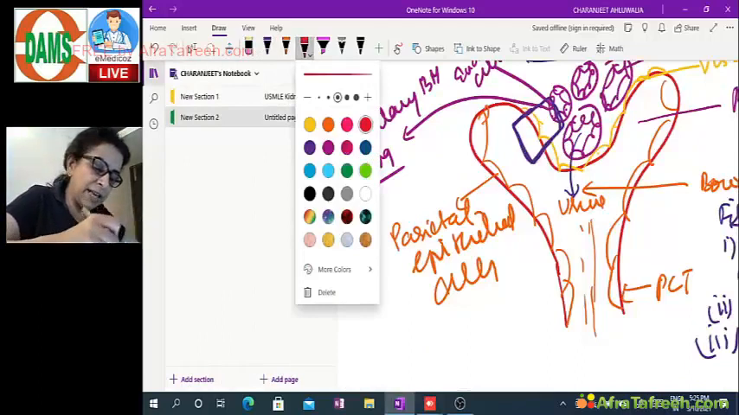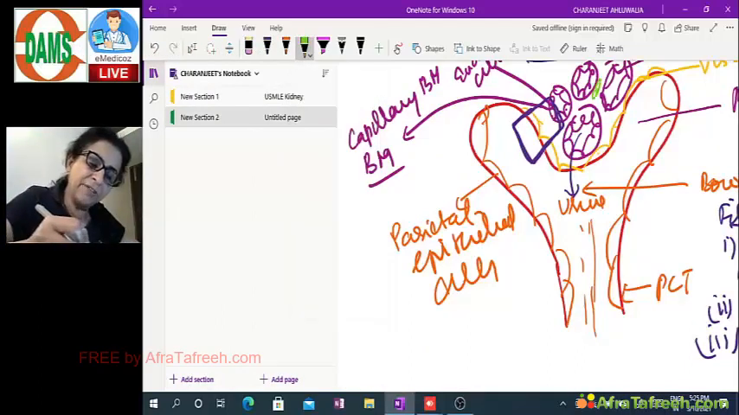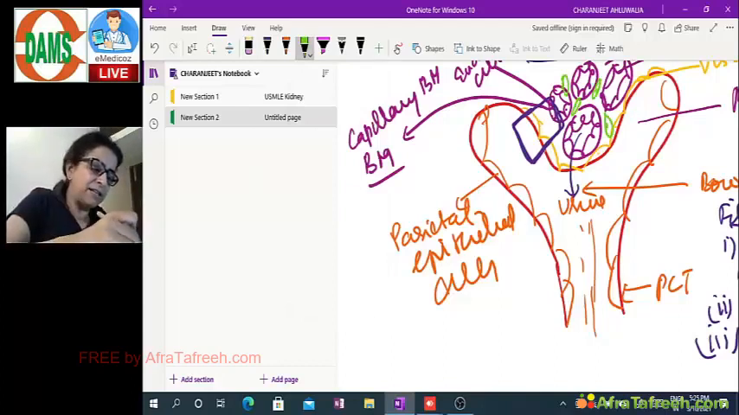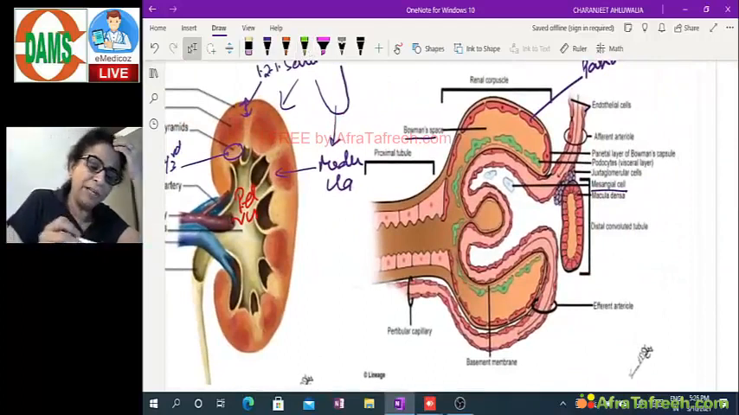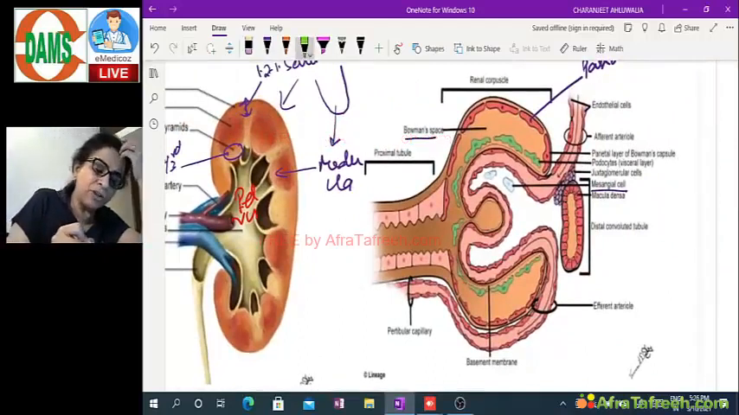If you look at this diagram, between the capillaries, here we have the mesangial cells. So we have the mesangial capillary tuft. So this is the normal structure of the filtration membrane. Now what is the filtration membrane composed of? This is the filtration membrane of the kidney.